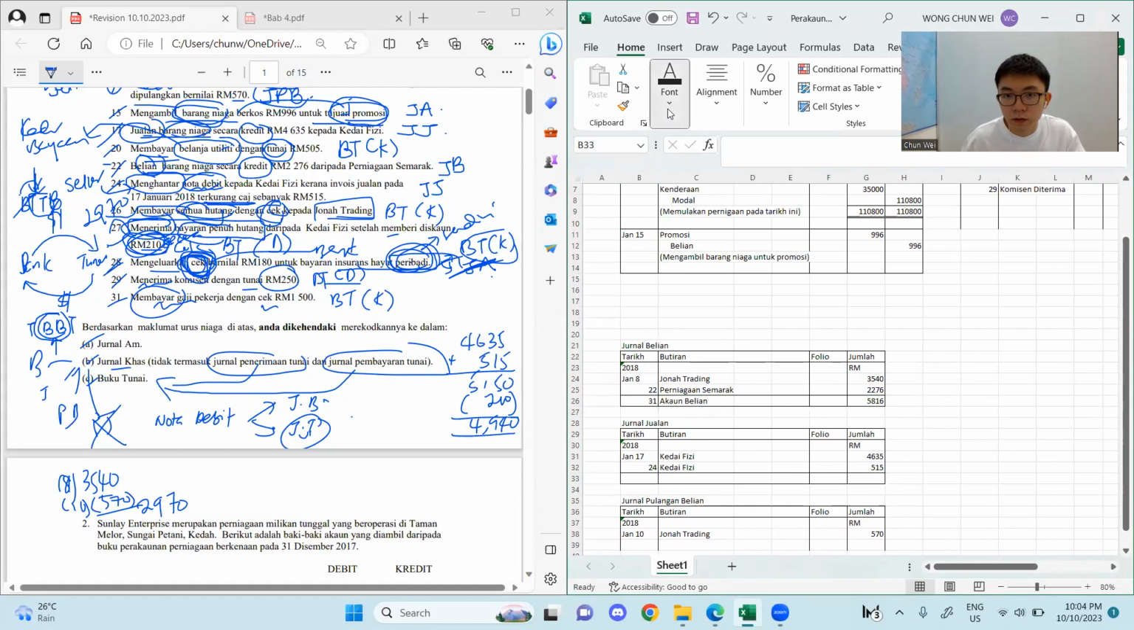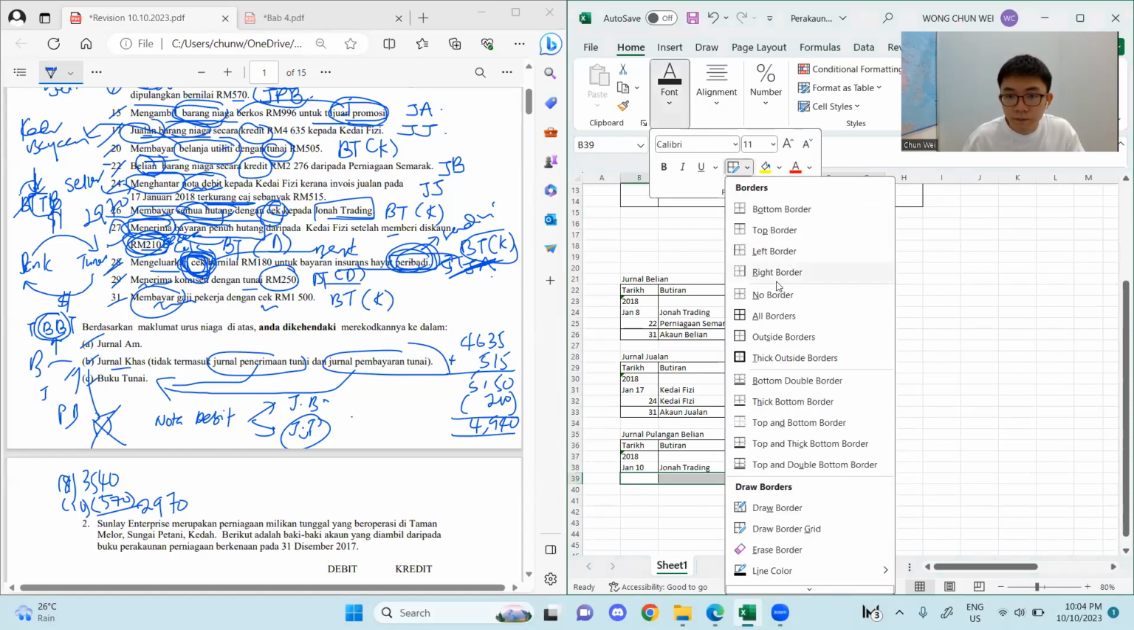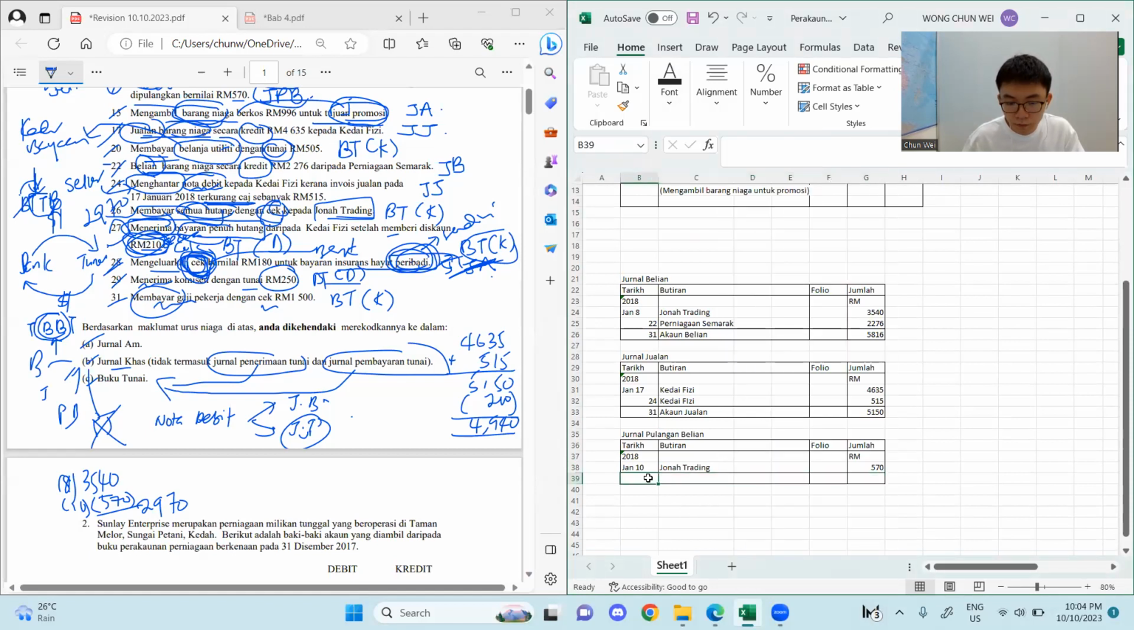Just draw a line. Then 31st. Then change to account. Draw a line. You add them up. Okay, and then lastly, this one. 31st. Account. Pulangan. Belian. Then 570, okay?